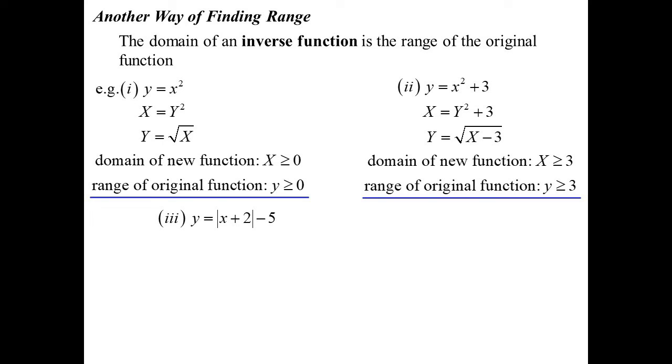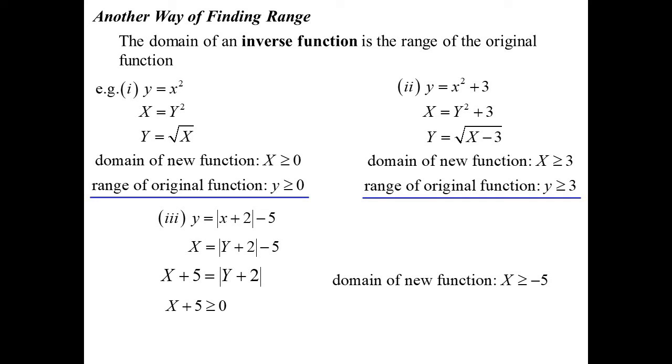Y equals the absolute value of x plus 2, minus 5. All right, so we'll swap the x and the y's around. We'll make y the subject. So x plus 5 is the absolute value of y plus 2. That means x plus 5 must have been greater than or equal to 0, because it's an absolute value function. So the domain of the new function is x is greater than or equal to negative 5. Therefore, the range of the original function was y is greater than or equal to negative 5.